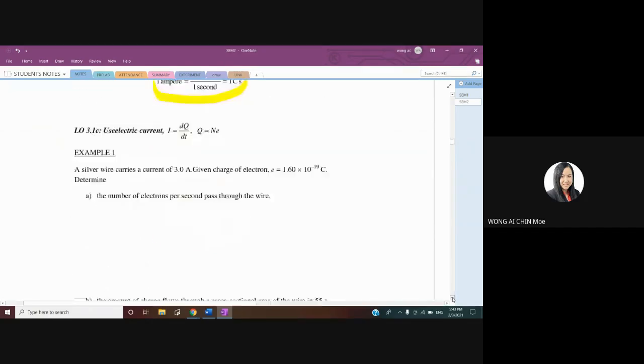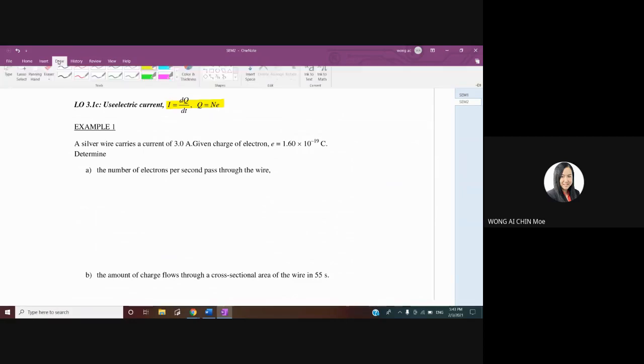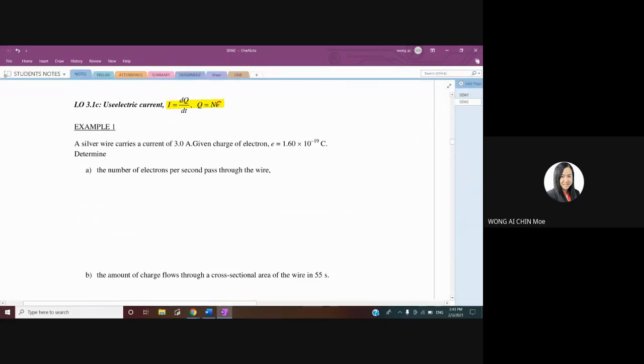Next, remember, this is what we have learned during chapter 1. I equals dq over dt, where q equals ne. e is the charge. If you don't know this charge, you can always press the calculator, constant 23. So the charge value is 1.6 times 10 to the power of negative 19 coulomb.